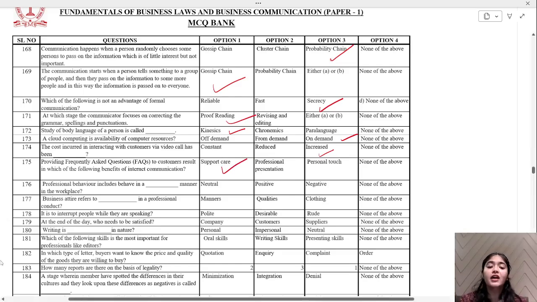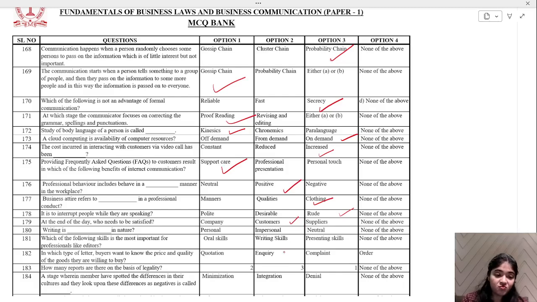Professional behavior includes behave in a dash manner, neutral, positive, negative. Positive manner. Business attire refers to dash manners, quality, clothing. Attire means your clothing. It is to interrupt people while they are speaking. Polite, desirable, rude. So it is rude to interrupt. At the end of the day, who needs to be satisfied? Customers. Writing is personal in nature.